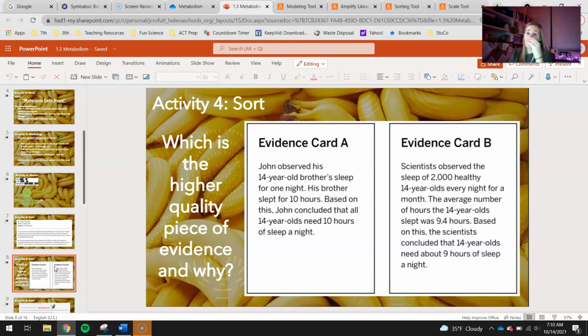So here's a question or just a discussion point for you guys. You don't have to answer anything on this. I have 2 pieces of evidence, and I want you guys to tell me which is the higher quality piece of evidence and why. Again, there's nothing you guys need to type to answer this. Notice there's no question mark on this slide.